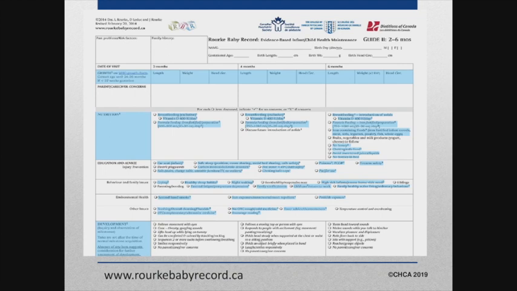Now, this information comes directly from the education pages, which fall at the end of the Rourke baby record. You can see in the top right corner that this is a guide. This is guide 2. Certainly guide 1 or guide 3, guide 4, all occur for different age groups. This would be ages 2 months to 6 months. Along the horizontal, you can see the ages as well as some demographic information. Along the vertical, you can see the various different topics like parent or caregiver concerns, nutrition, education and advice, and development, and so on.